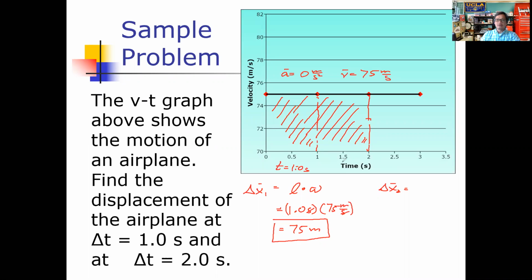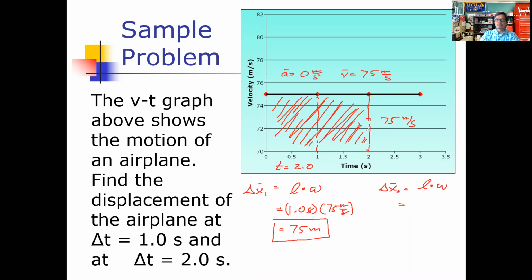Okay? All right. So now the time, the length here that we have is not 1 second. Okay, but we're dealing with the total time now of 2 seconds. And so the length here will be 2 seconds. The width now will still be 75 meters per second. This side here will still be 75, but this side now is going to be 2.